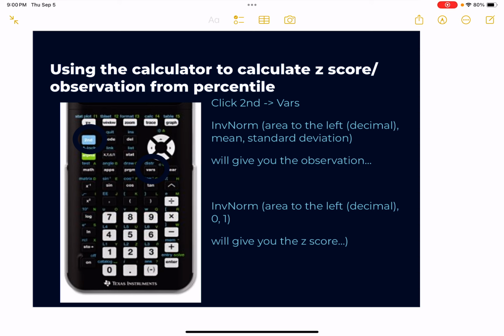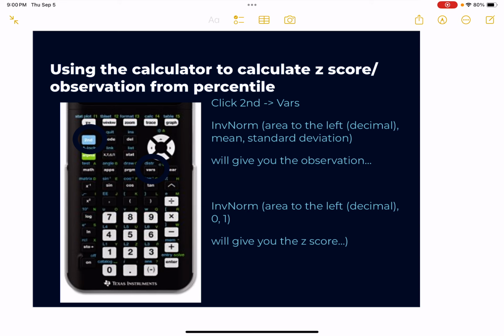You'll go down 3 to invNorm, which is inverse norm. So that's option 3 under distribution. Click enter. And similarly, you will find yourself in a brilliant situation. And that brilliant situation is as follows. You will see area. And area is super important.